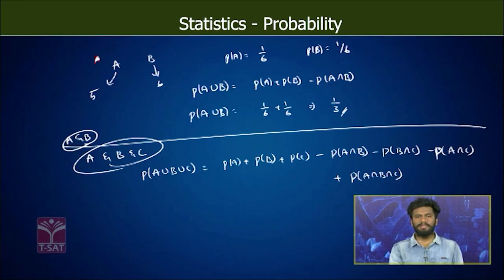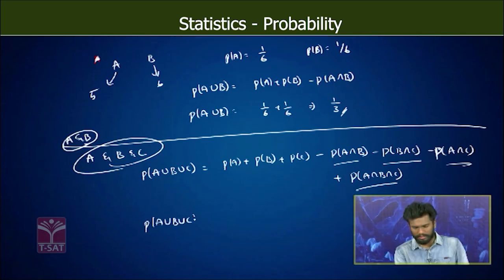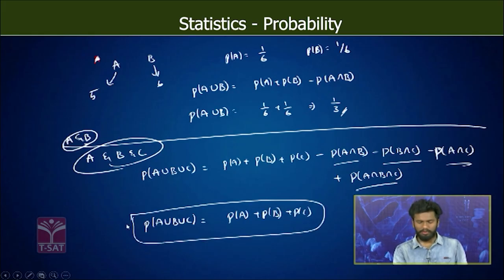The probability of A union B union C is given by the probability of A plus the probability of B plus the probability of C minus the probability of A intersection B minus the probability of B intersection C minus the probability of A intersection C plus the probability of A intersection B intersection C. In the same way, when these three events are mutually disjoint sets, all these intersection parts become 0. Then the probability of A union B union C becomes the probability of A plus the probability of B plus the probability of C.